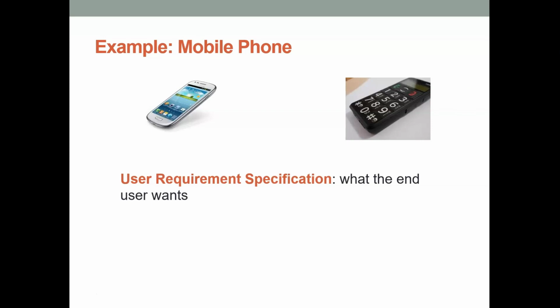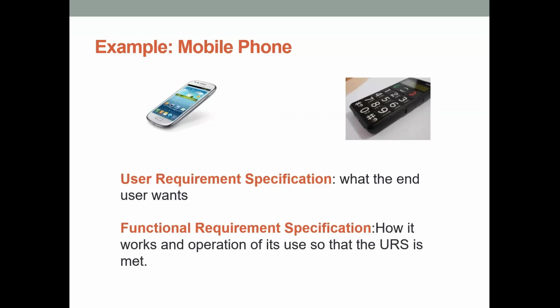So that's why it's so important to make sure that it's very clear up front what the requirements actually are in detail. The functional requirement specification then would be how is it going to work and what operation of it is going to use it so that the URS can be met.